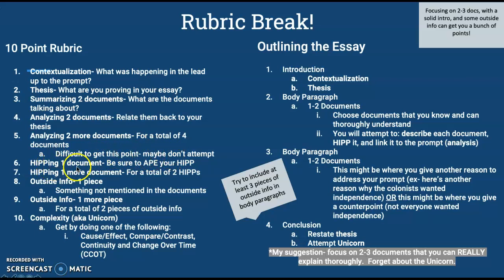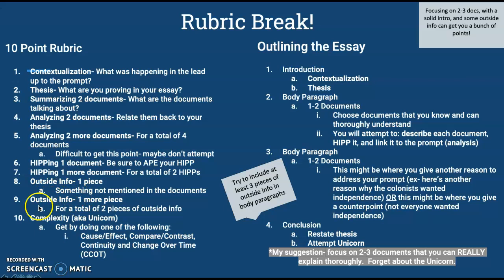All right, then you get another point for HIPPing 1 document, and we're going to talk about how to HIPP in a little bit. You get another point for HIPPing 1 more document for a total of 2 HIPPs. Outside information, you get 1 point for having 1 piece. Again, it can't just be some sort of drive-by fact where you just define a vocab term or just mention a person. You need to actually describe them. And so, you need to go into some detail and it needs to be something not mentioned in the documents.